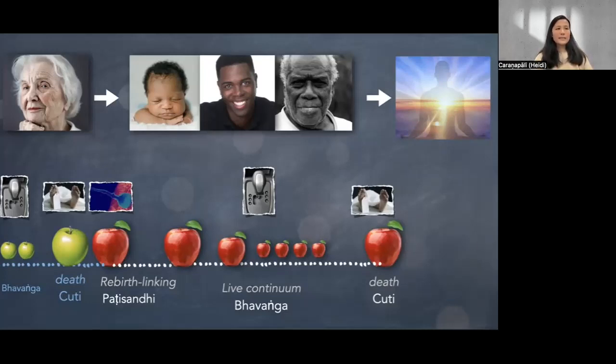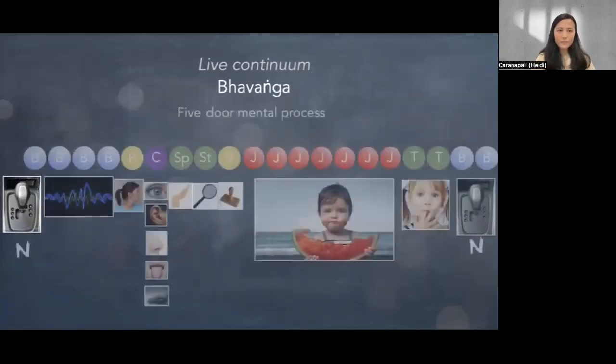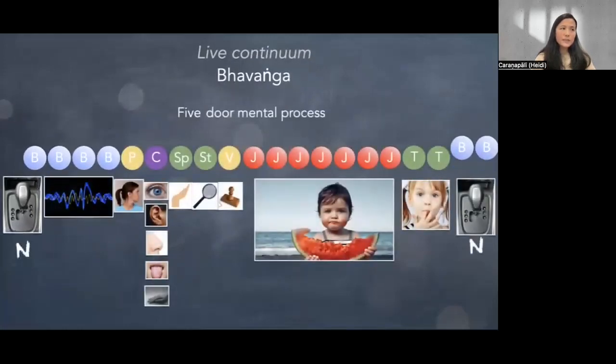Okay, so that's the function of rebirth linking consciousness, patisandhi. So that's the first function that we talked about. Okay, until here, everything clear? Yeah, okay. So let's continue with the next function. Now, the next function that we're going to talk about is bhavanga, the life continuum.